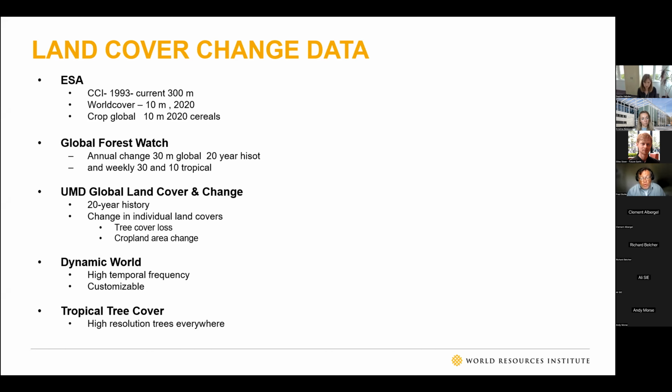So we have some great tools for that nowadays, and lots of people talked already about the European Space Agency CCI data, incredibly good data. I'll talk about a few other data sets too. There are a few more, but I hope you get a little bit of a flavor of what we all have here.